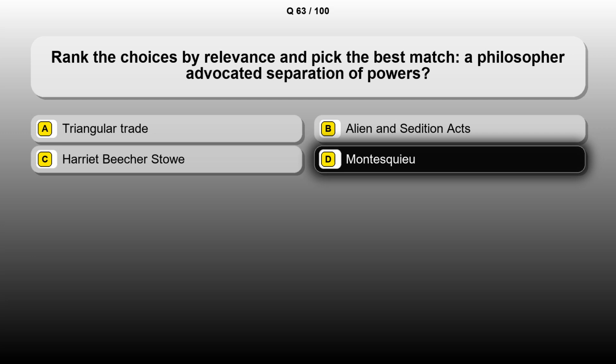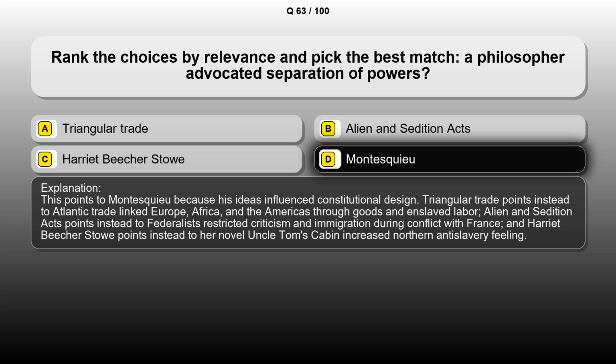The correct answer is option D, Montesquieu. This points to Montesquieu because his ideas influenced constitutional design. Triangular trade points instead to Atlantic trade linked Europe, Africa, and the Americas through goods and enslaved labor. Alien and Sedition Acts points instead to Federalists restricted criticism and immigration during conflict with France, and Harriet Beecher Stowe points instead to her novel Uncle Tom's Cabin increased northern anti-slavery feeling.